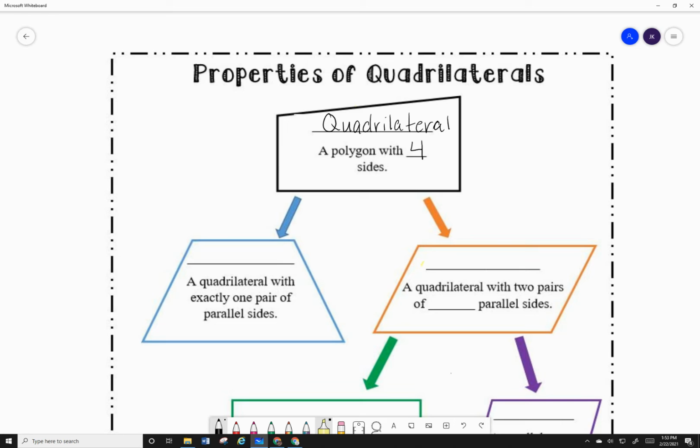So we have one quadrilateral that really isn't related to any other kind of quadrilateral in our flowchart. And that's this blue quadrilateral over here. This is a quadrilateral with exactly one pair of parallel sides. So this is a quadrilateral that is only going to have one set of sides that are parallel to each other. The other sides are going to be not parallel, or they will be lines that if you extended them out beyond the shape, they would eventually cross. So we call this quadrilateral a trapezoid.